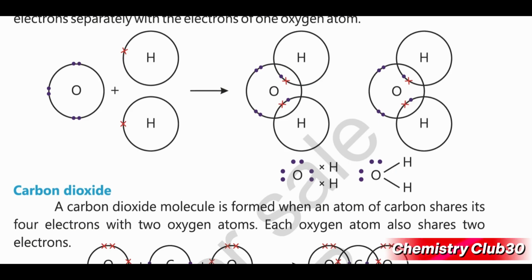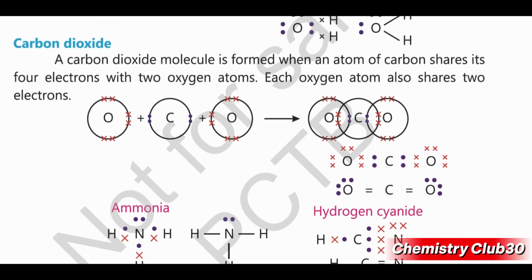Another example is carbon dioxide. A carbon dioxide molecule is formed when an atom of carbon shares its 4 electrons with two oxygen atoms. Each oxygen atom shares 2 electrons. So this example represents a double covalent bond, in which carbon forms a double covalent bond with each oxygen atom that is present on the right and left side.